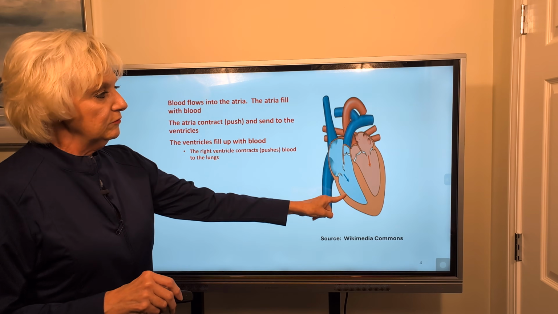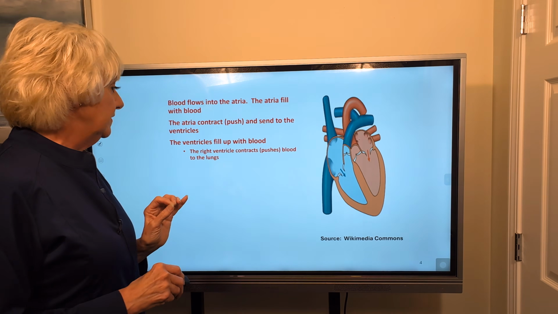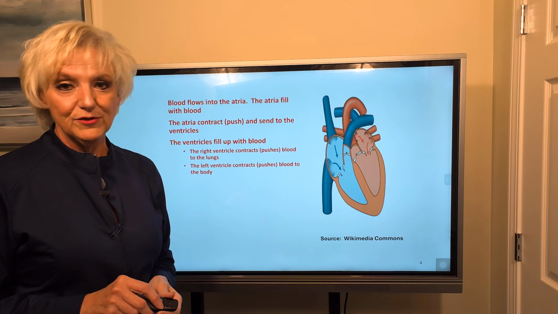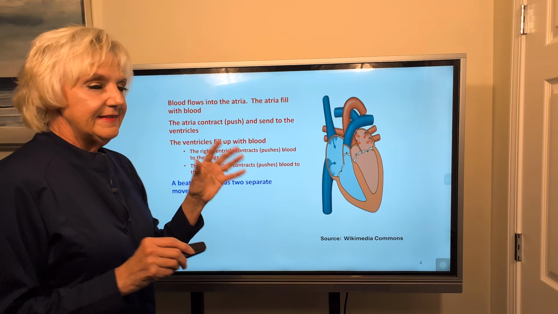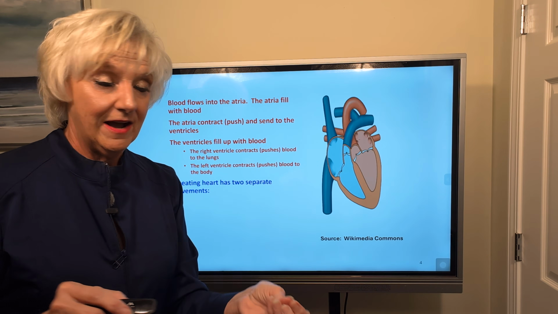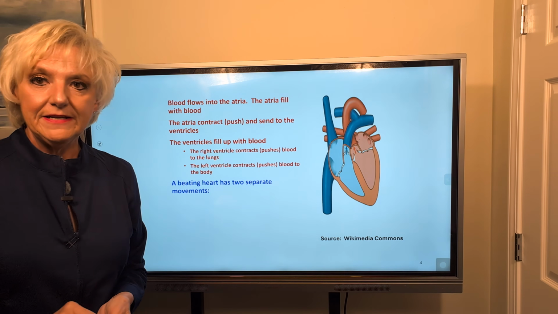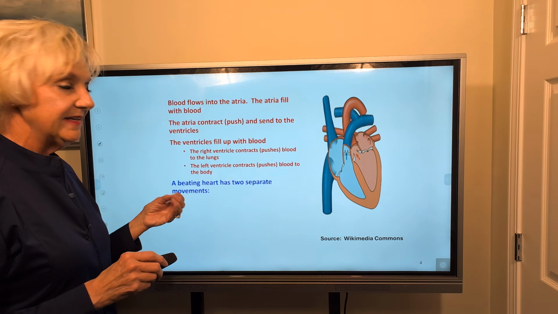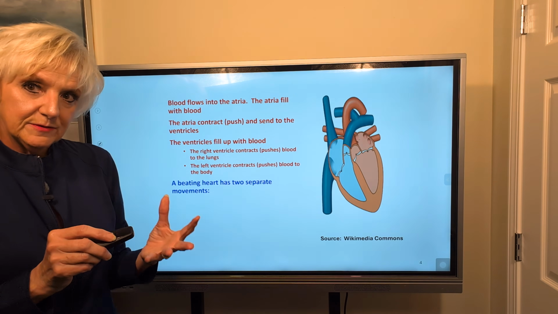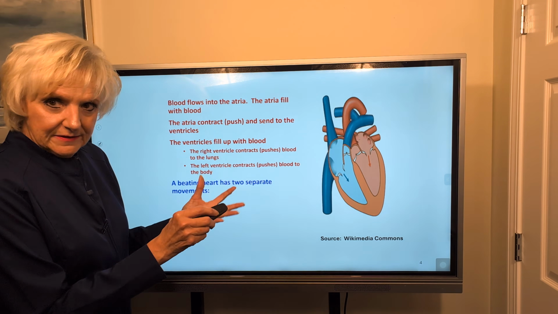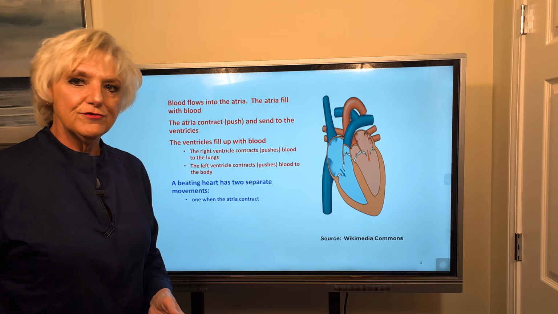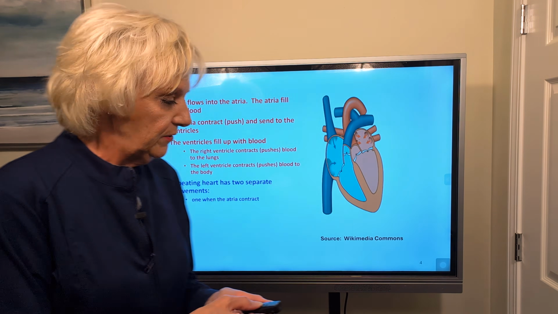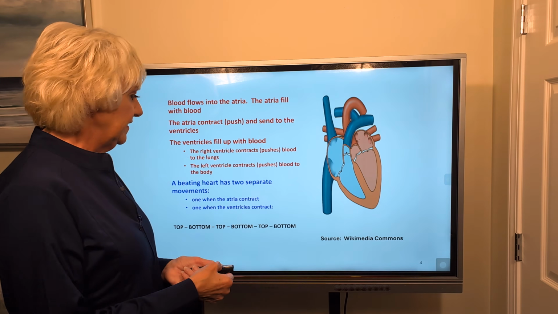And the right ventricle will push blood to the lungs, and the left ventricle will push blood to the body. And that's happening at the same time on both sides of the heart. A beating heart has two separate distinct movements based on these pushing abilities: one when the atria contract or push, and one when the ventricles contract or push. And that's going to give us two distinct movements.